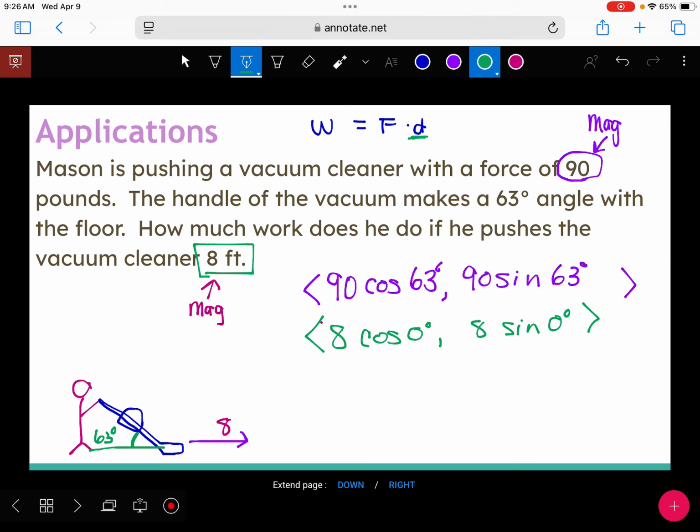We've got to find our dot product. This is our force, and this is the displacement, and we're trying to find the dot product, which tells us the amount of work. So we multiply our x's together, we multiply our y's together, and we add them. So we're going to have 90 cosine of 63 times 8 cosine of 0, plus 90 sine of 63 times 8 sine of 0.